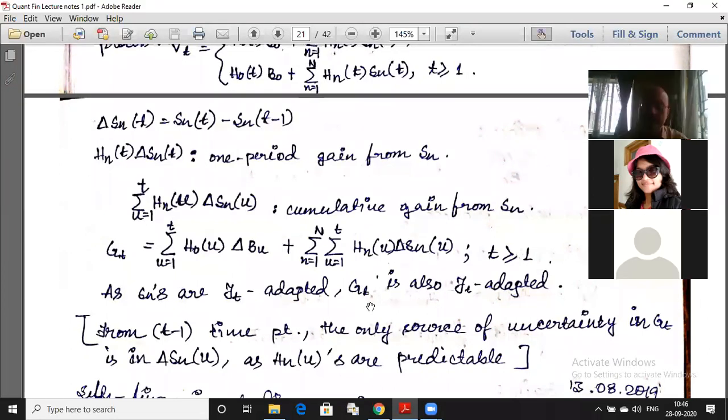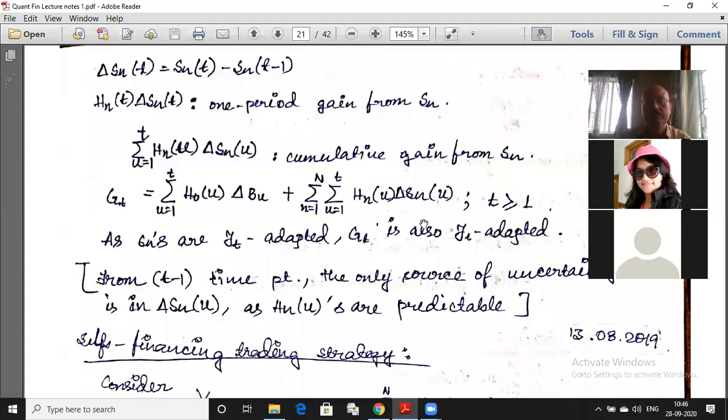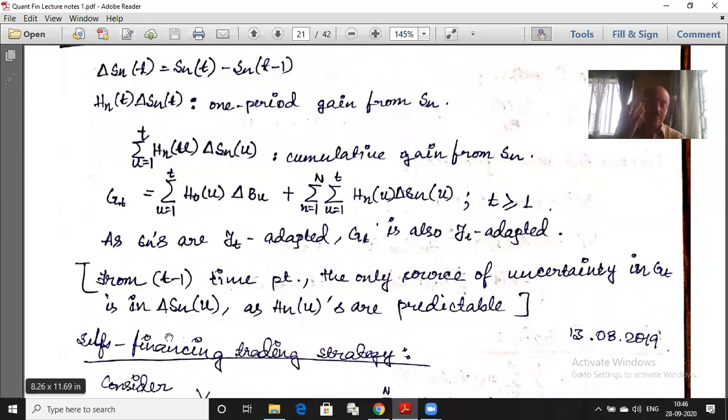Yes, sir. Okay. So just to make that slightly more complete, I am taking my HNU decisions beforehand, so they are perfectly predictable. And delta SNU is composed of two things, and one of them is already known beforehand. So this is the only new information which is revealed on time t. So it is definitely FT adapted.